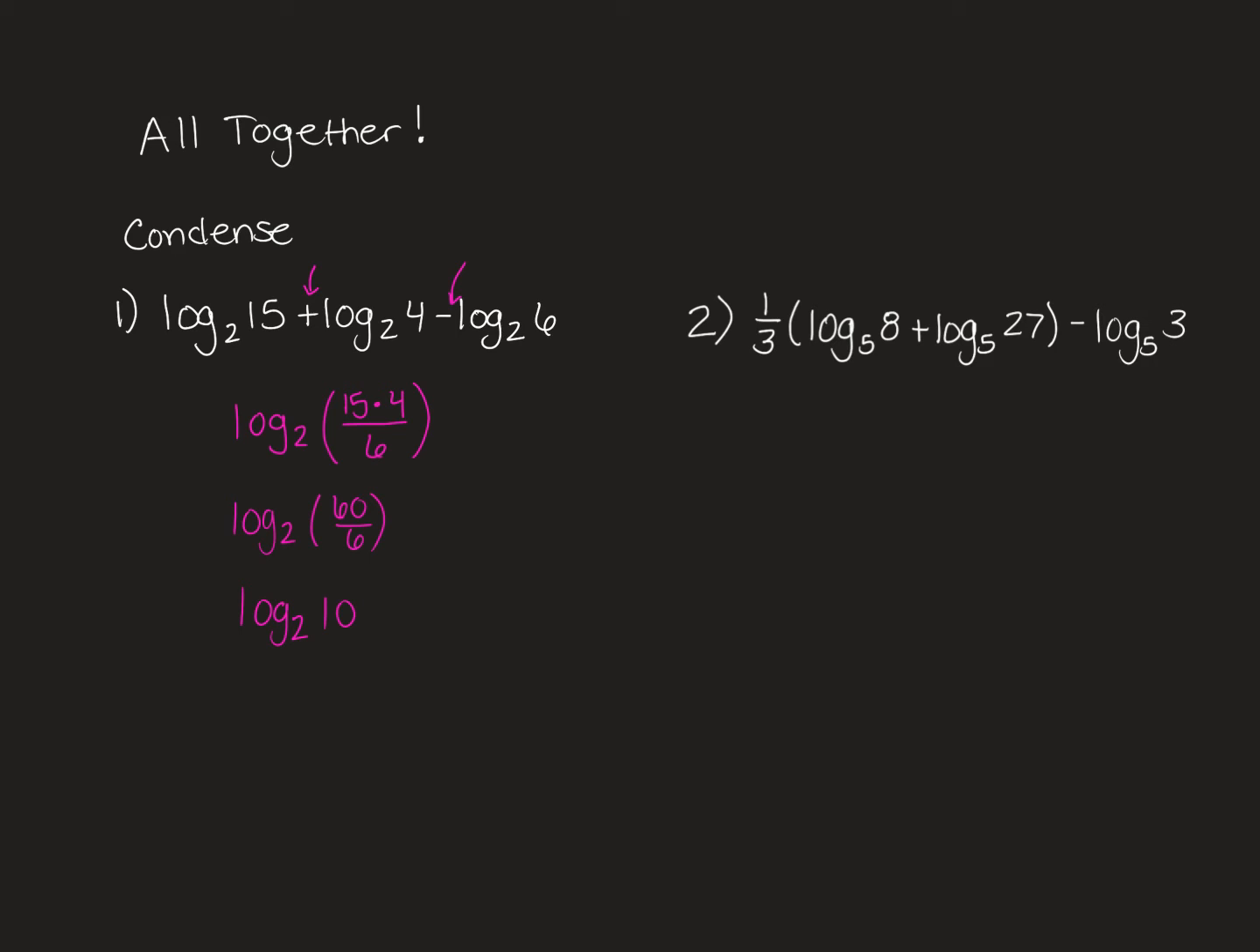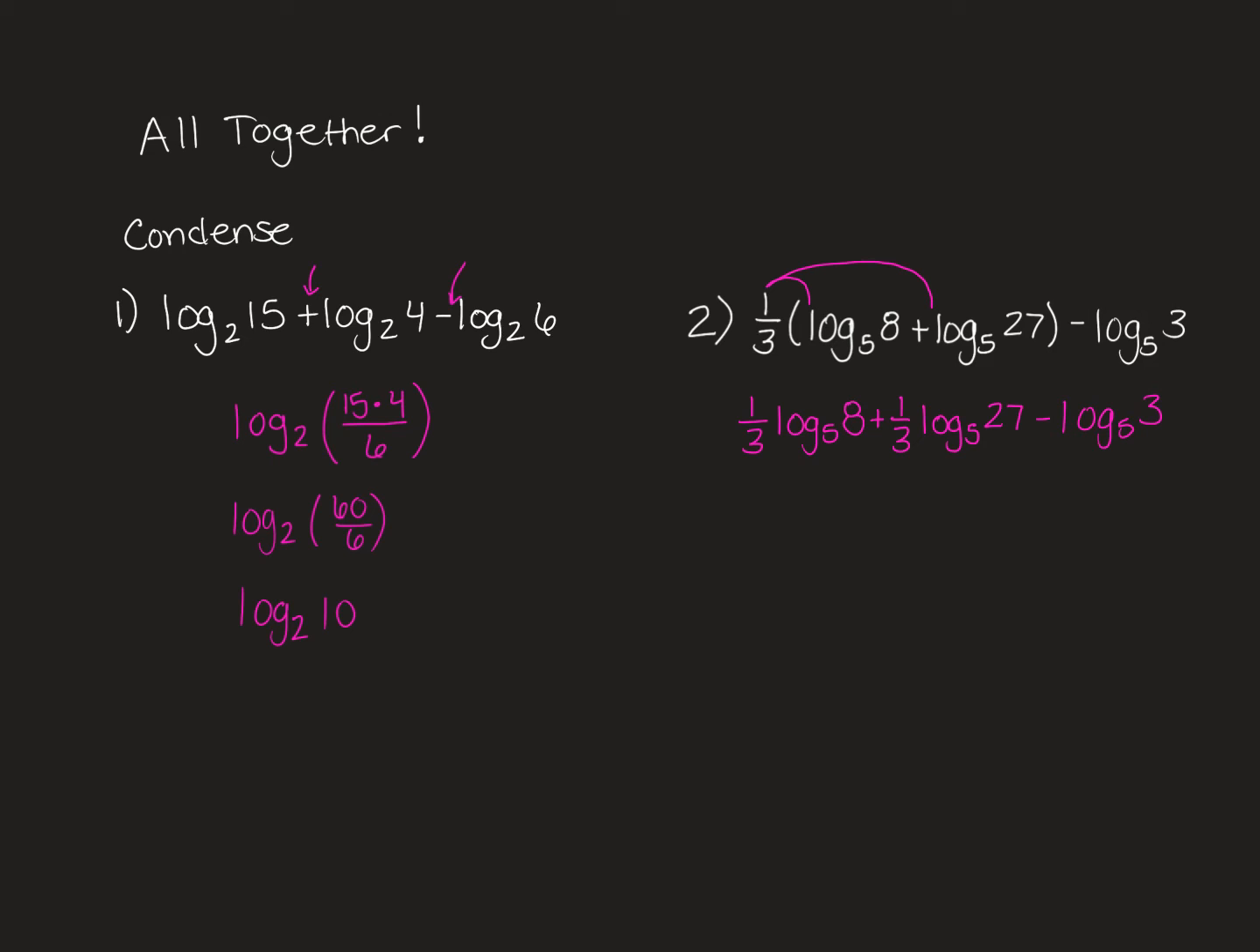We have 1/3 times log base 5 of 8 plus log base 5 of 27 minus log base 5 of 3. So that 1/3 is actually going to get distributed to each of those logs. So this is really 1/3 log base 5 of 8 plus 1/3 log base 5 of 27. And then we'll just tack on this log base 5 of 3. So you can do this in any order that you want. You could do your power property first, you could do your product property, whichever way you want to do it.